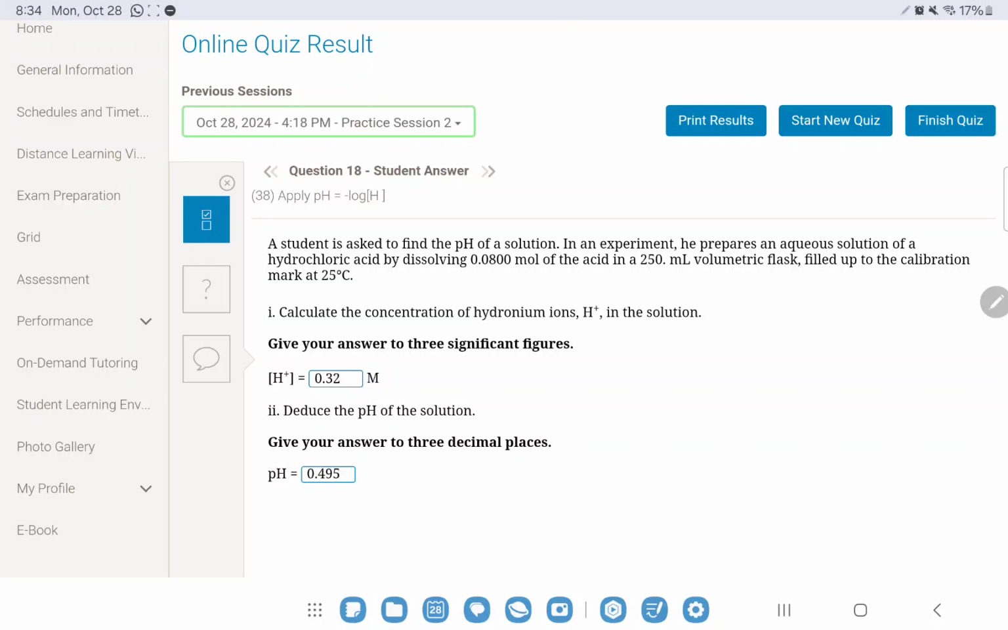Okay. This question is really easy. They want you to find the pH of a solution of hydrochloric acid. Dissolve 0.08 mole of this acid into a 250 milliliter volumetric flask. Now we need to use our equation from last year, which is n equals CV. Here we have the n and we have the V, but we have to make the V into liters, not milliliters.